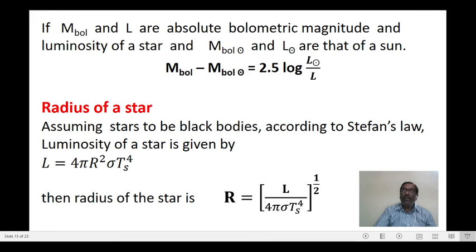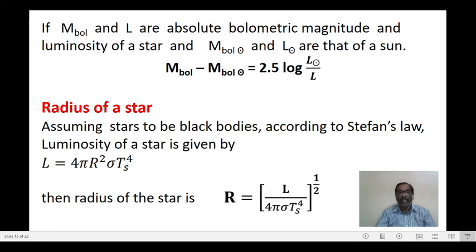Next, if M bolometric and L are the absolute bolometric magnitude and luminosity of a star, and M bolometric naught and L naught are those of the Sun, then M bolometric minus M bolometric naught is equal to 2.5 log L naught by L. So by knowing the bolometric magnitude of a star, the bolometric magnitude of the Sun and the luminosity of the Sun, we can calculate the luminosity of the given star.